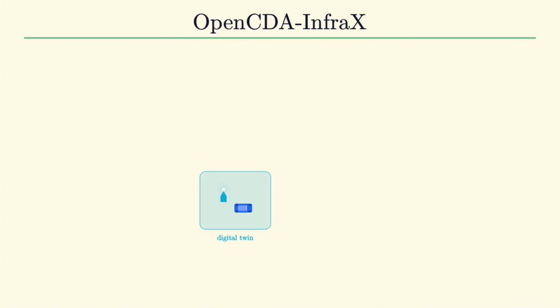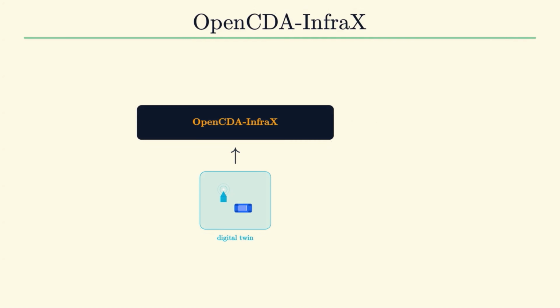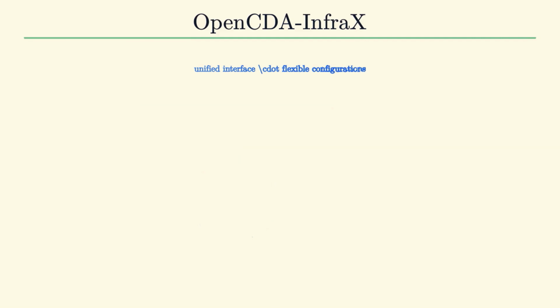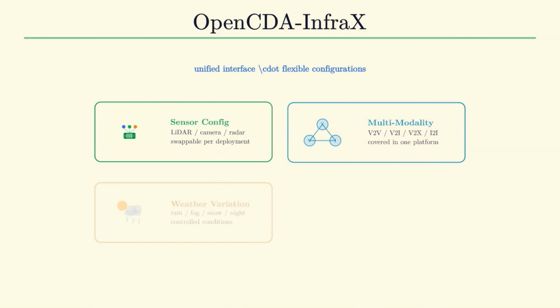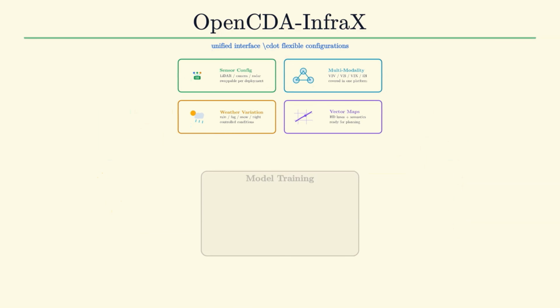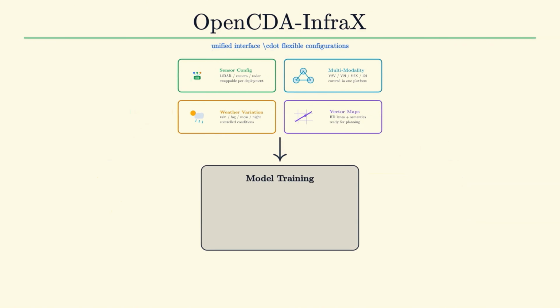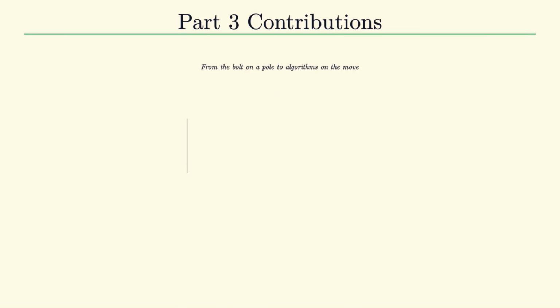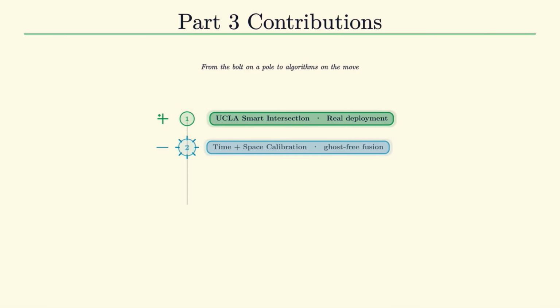OpenCDA InfraX is the data generation platform built on top of the digital twin infrastructure. It provides a unified interface for generating multimodal sensor data across flexible configurations. The platform is designed to feed downstream model training directly. Structured annotations, calibrated sensor data, and ground truth labels are produced in a format compatible with standard training pipelines. This part built the entire infrastructure layer for real-world V2X deployment.